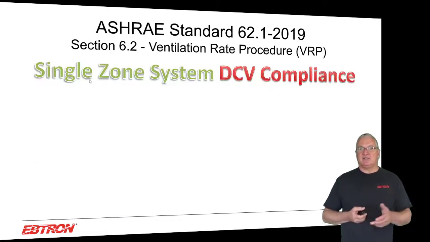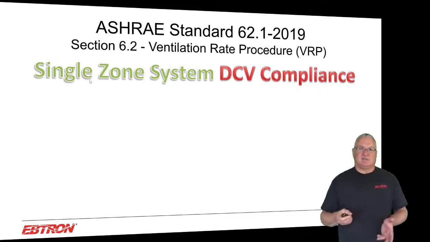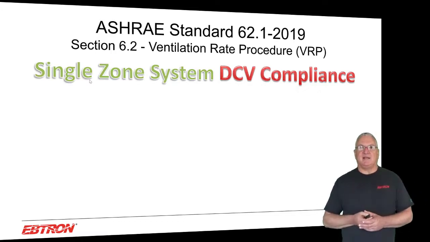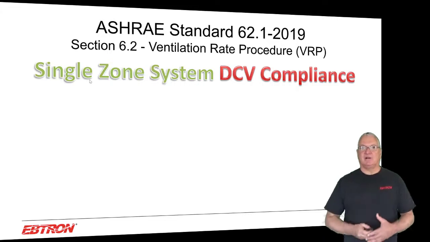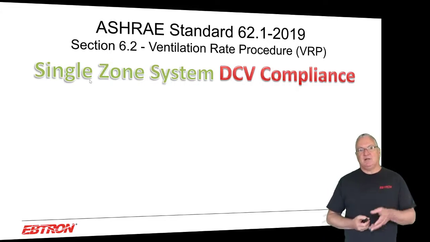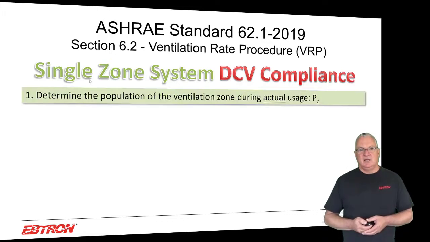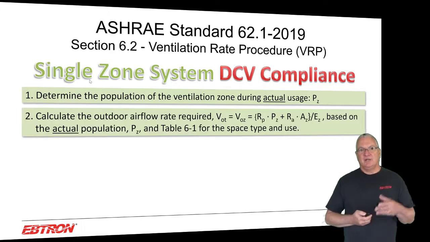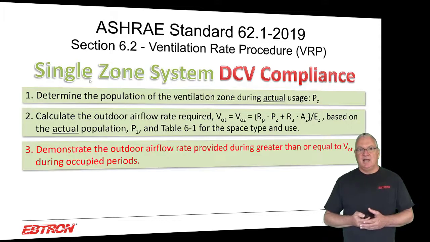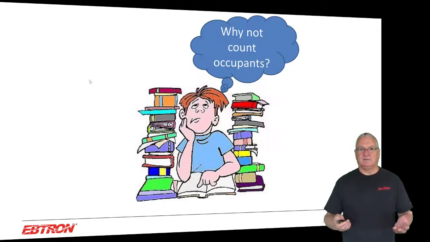And we're going to stick with just single zone today because multi-zone's considerably more complicated. And if we can't get past single zone, there's no point in talking about multi-zone. So if you wanted to know if your method complied with standard 62, you look at the population of the ventilation zone during actual usage, you'd calculate the outdoor airflow rate required based on standard 62's ventilation rate procedure, and you would demonstrate that you at least provided the minimum ventilation. That's it, it's that simple.